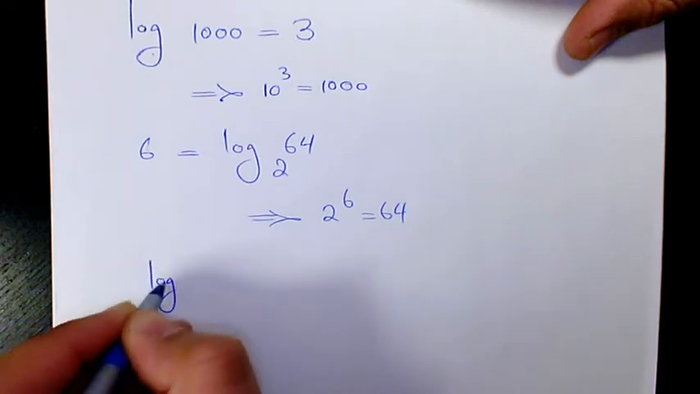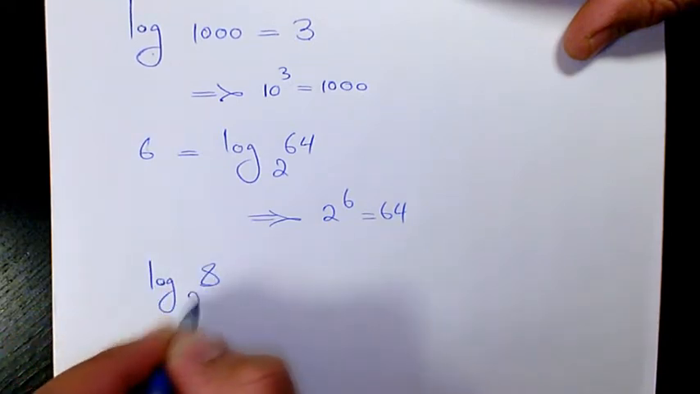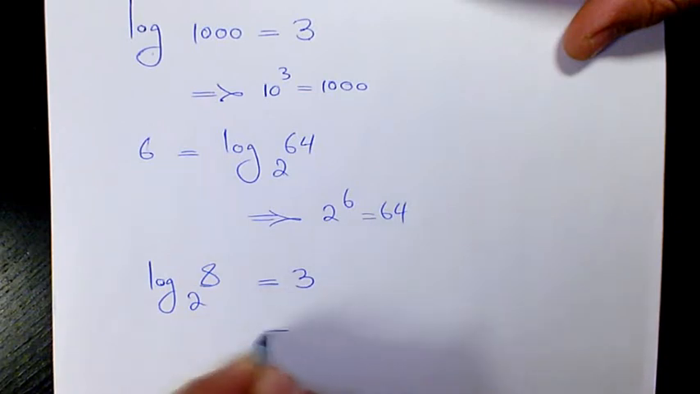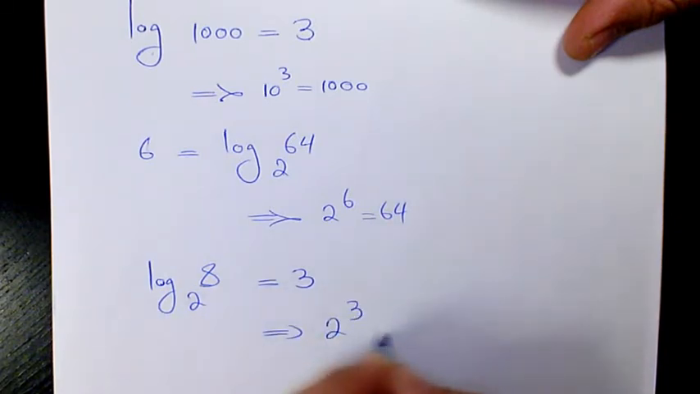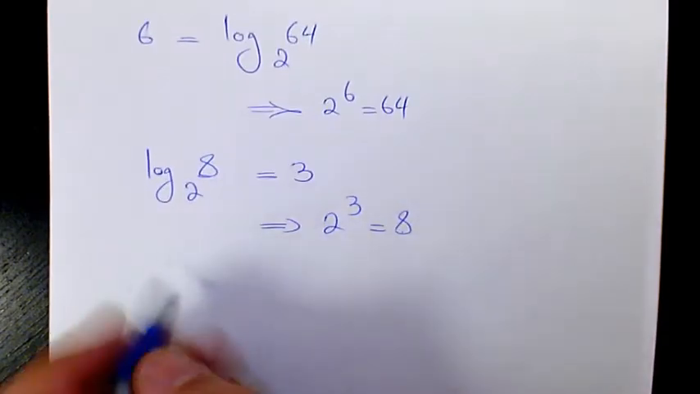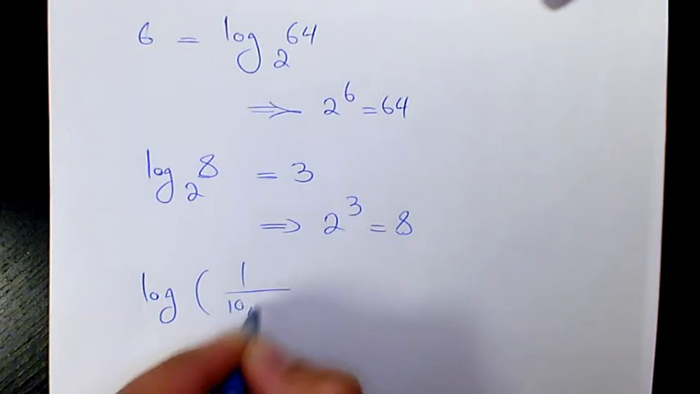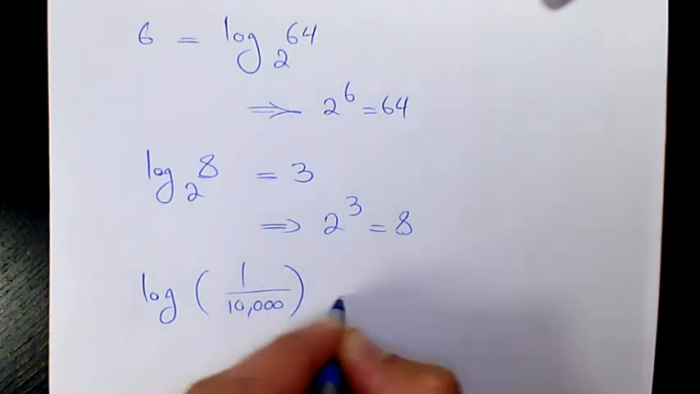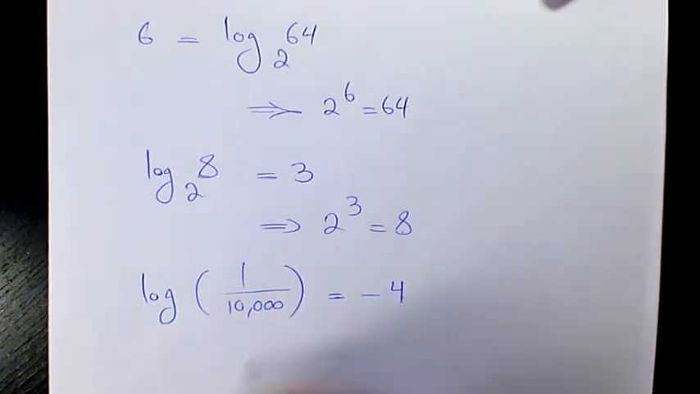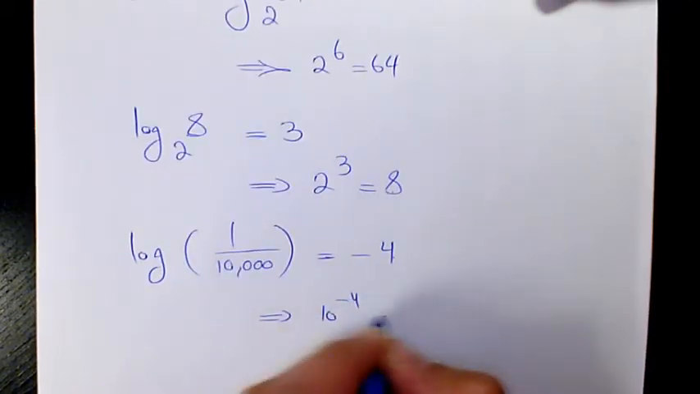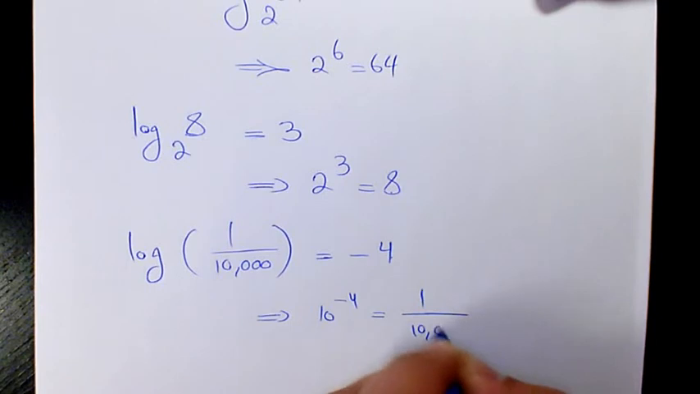Log 8 base 2 equals 3. That's going to be 2 to the power of 3 equals 8. Log 1 over 10,000 equals negative 4. You can say 10 to the power of negative 4 equals 1 over 10,000.